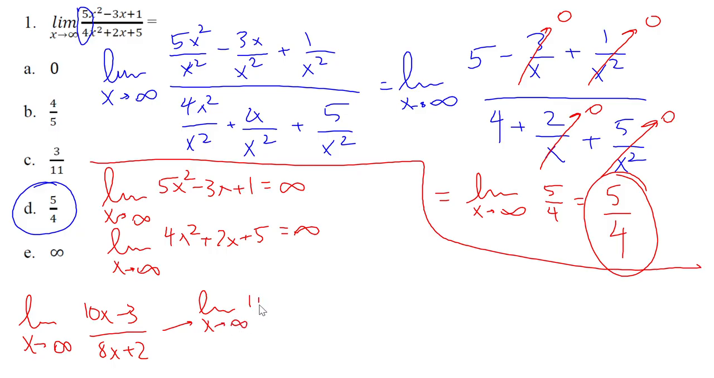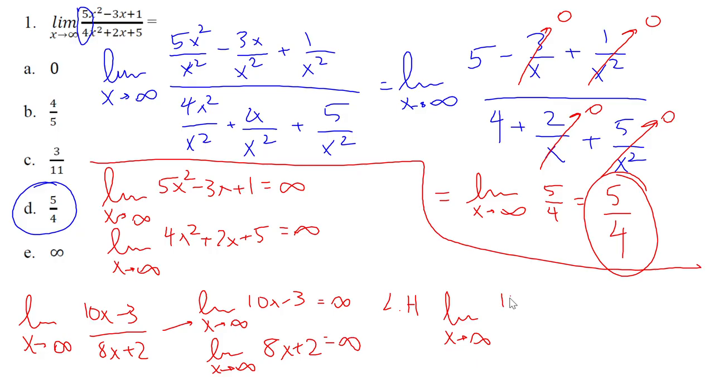which we would then note that the limit as x approaches infinity of 10x minus 3 is infinity, and that the limit as x approaches infinity of 8x plus 2 is infinity. Therefore, we could use L'Hopital's rule again to get a limit as x approaches infinity of the derivative of 10x minus 3, which is 10, over the derivative of 8x plus 2, which is 8, which, well, 10 over 8 would be that limit because it's the limit of a constant, and that reduces to 5/4.